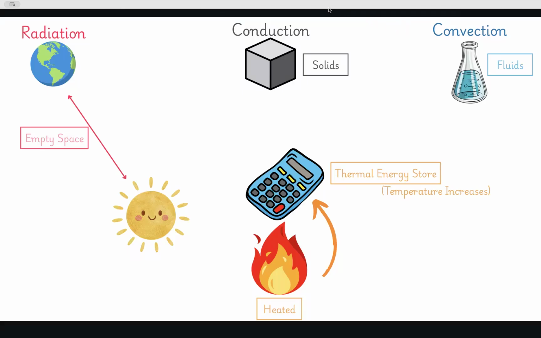So now we're going to look at three different ways that energy is transferred. So that's looking at radiation, conduction, and also convection. So what we can do is let's start with conduction.